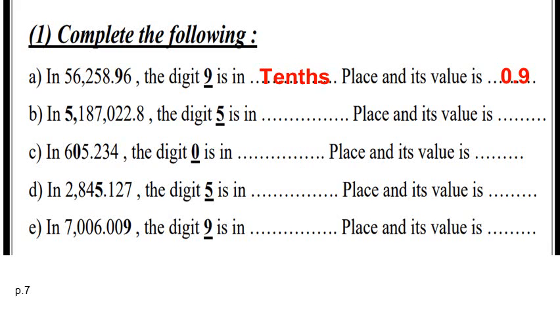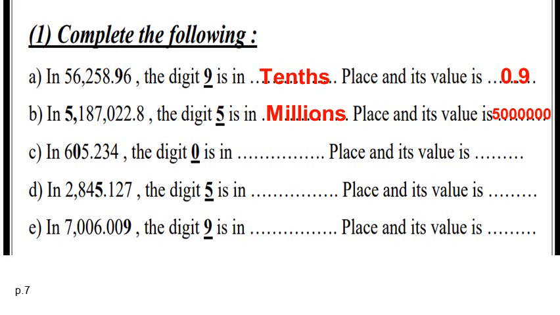Let's write the houses. The first is ones, tens, hundreds, thousands, 10,000, 100,000, and here is million. So the place value of 5 here is million. So here our answer is millions, and its value is dots. Here the 5 under the million, so it will be 5 millions.